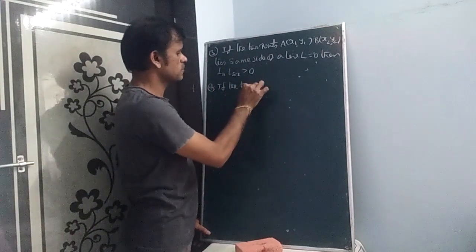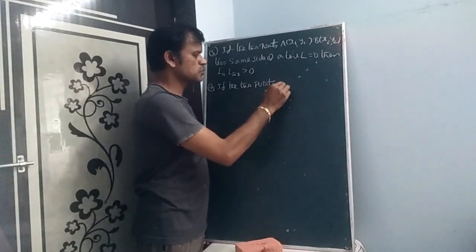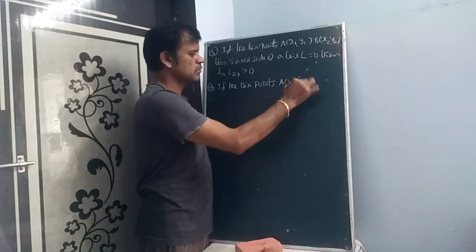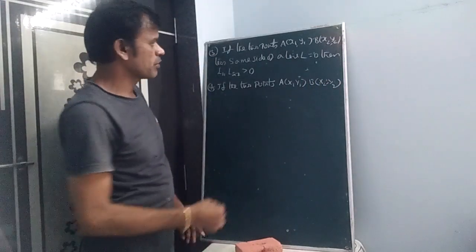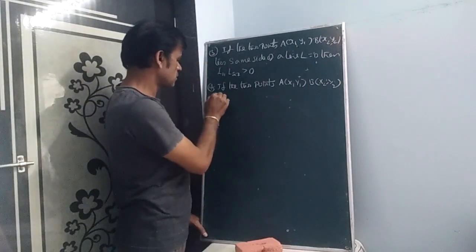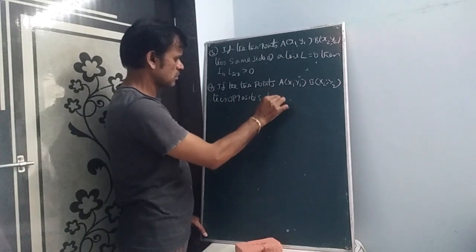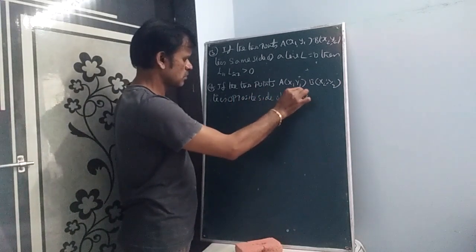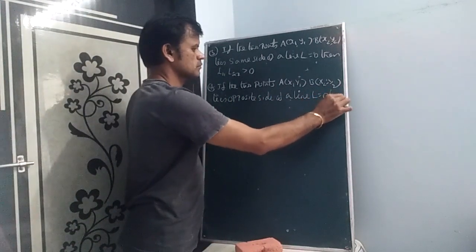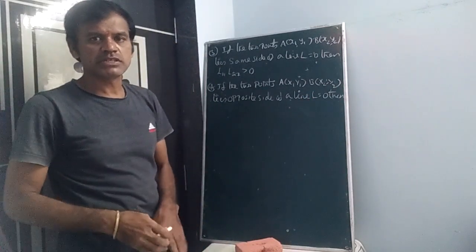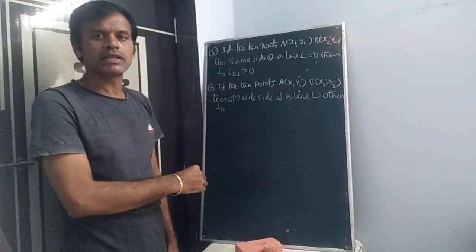Fourth formula. If the 2 points A x1 comma y1 and B x2 comma y2 lie on opposite sides of a line L equal to 0, then L11 into L22 is less than 0.